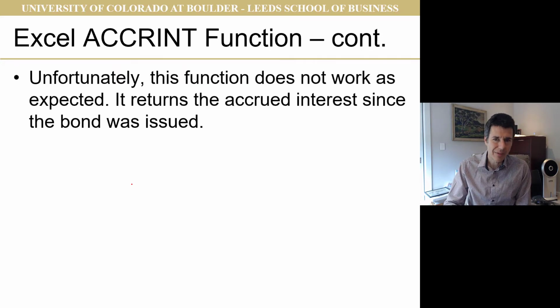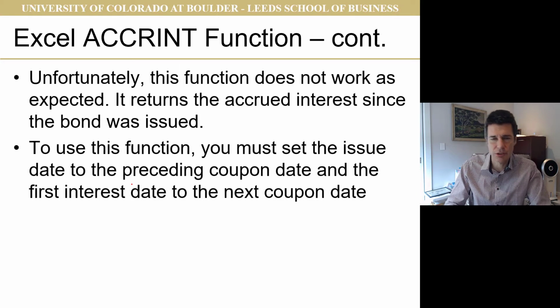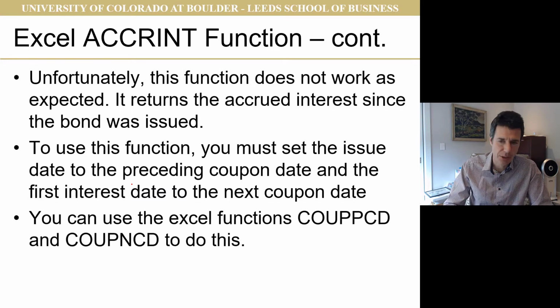Now, those first two parameters are a little strange. If you put in the actual issue date and the next interest, it will calculate the accrued interest since the beginning of the bond, since when the bond was issued. As far as I'm aware, no one really cares about that calculation. So it's a little bit of a strange implementation. So you have to use the preceding and next coupon date and use COUPPCD and COUPNCD.